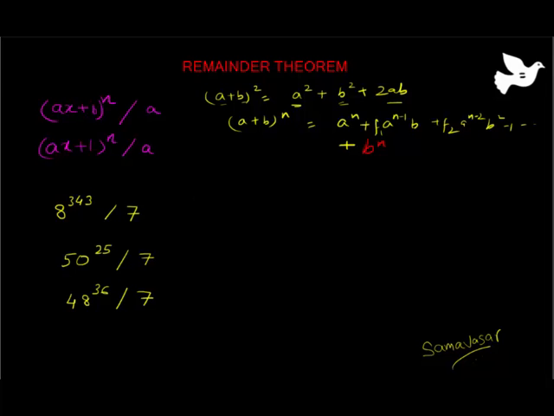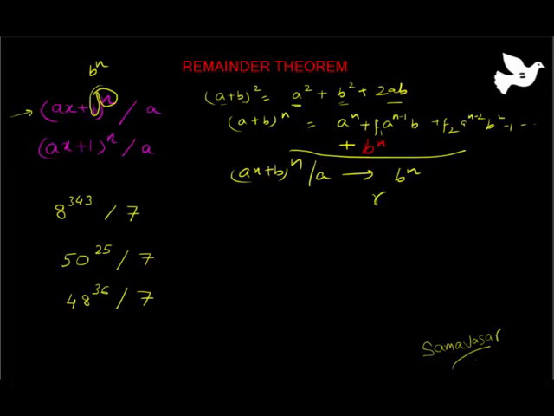Okay, so what does this tell us? This tells us that whenever we have a number of the form ax plus b raised to n, and we are trying to divide it by a, if I expand it, I will get lots of terms like this, but all of them will have a factor of a except one term, which is b raised to n. So when I'm trying to find the remainder of ax plus b raised to n when divided by a, the only term which will not have a as a factor will be b raised to n. So the remainder will be either b raised to n, or if that is greater than a, we find the remainder when b raised to n is divided by a.